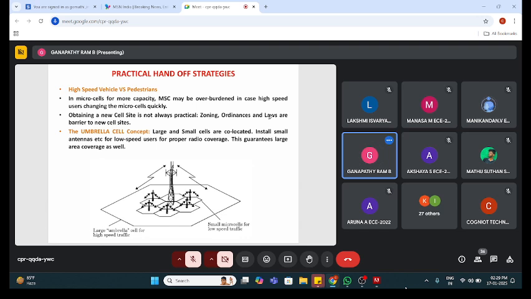So for these different categories of mobility-attaining users, the handoff has to satisfy the criteria, which means for pedestrians, handoffs rarely occur, and for high-speed moving vehicles, handoffs occur frequently.